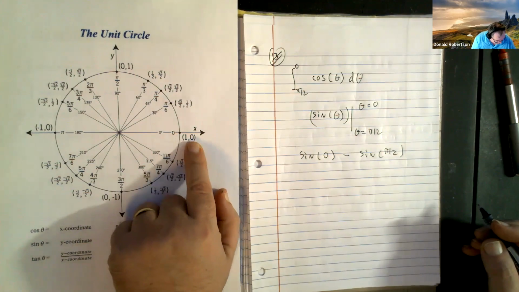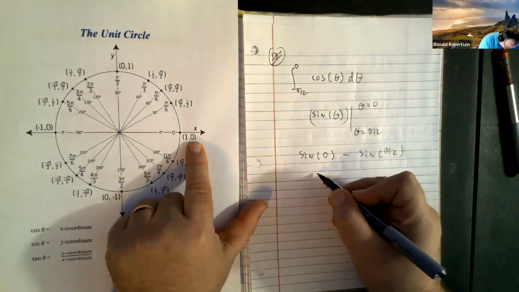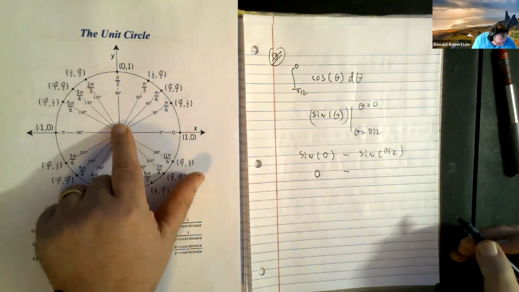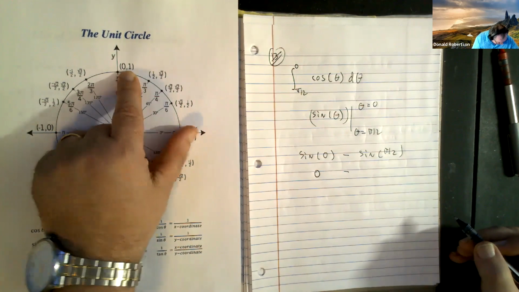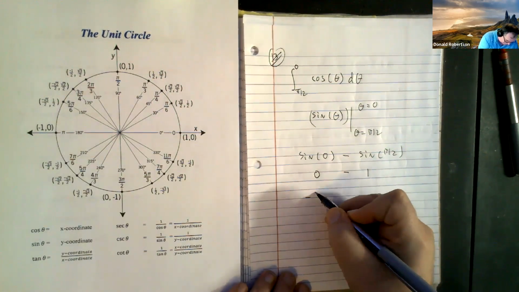The sine of 0 leads me to that point, and the sine is the y coordinate, so the sine of 0 is 0. Pi upon 2 takes me to this guy, 0, 1, and the sine is the y coordinate, which is 1, so the answer is -1.